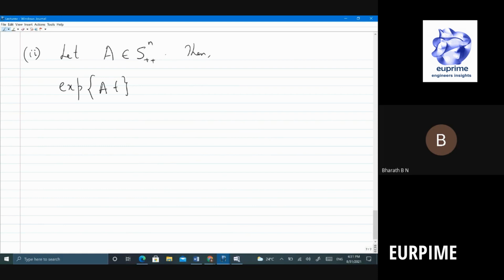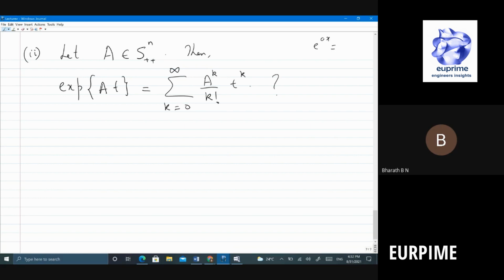Can somebody tell me what this is? How do you write this? What is e power ax? How do you write this? 1 plus ax plus a square x square by 2 factorial plus a cube x cube by 3 factorial, and so on, right? So can I write this exactly like that? Summation k equal to 0 to infinity, A power k over k factorial times t power k.